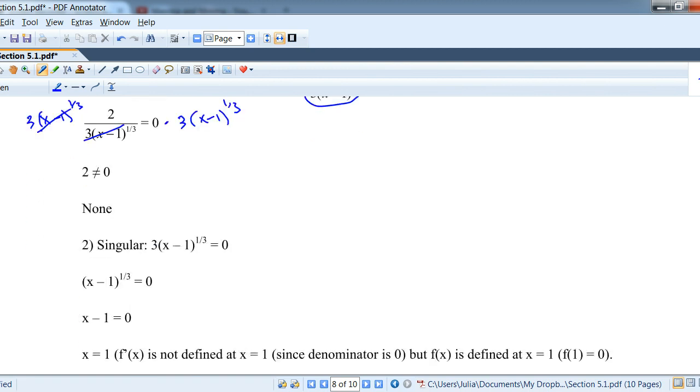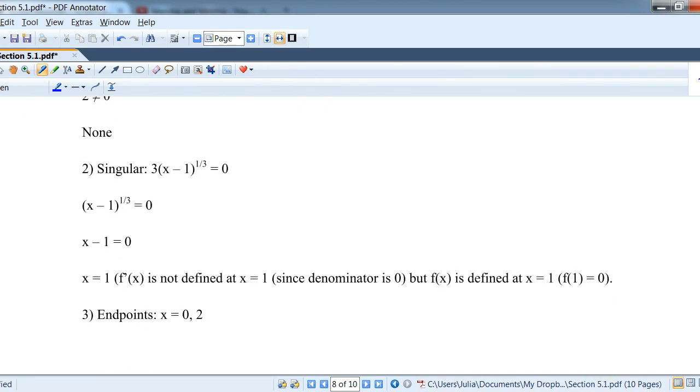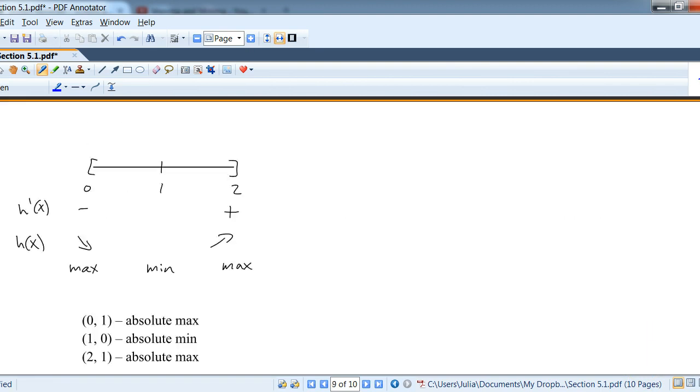So you can find the y value at x equals 1, and 1 minus 1 is 0, and 0 to any power is 0. And then we do have endpoints, 0 and 2. So here we have a singular critical point and the 2 endpoints. And again, it works very similarly. And we plot them on the number line with the derivative.